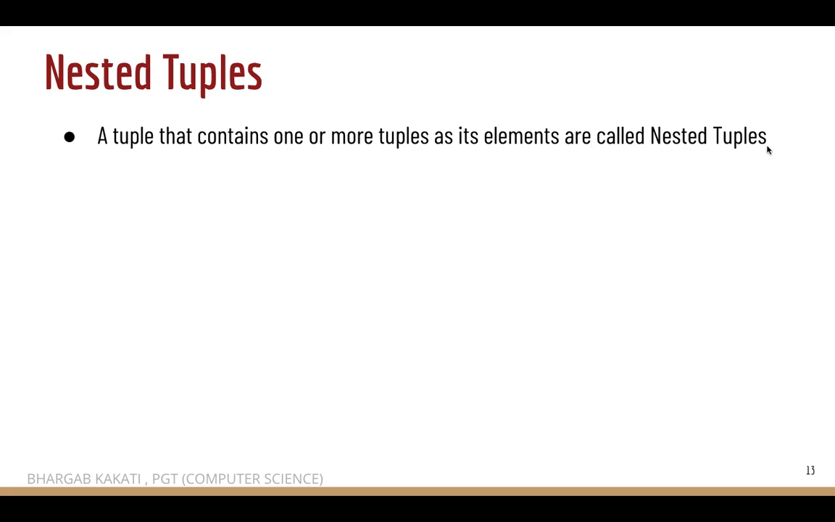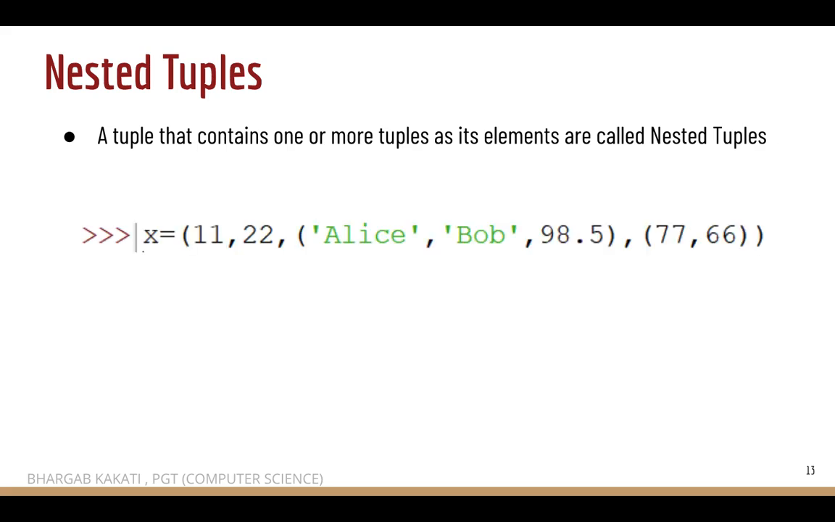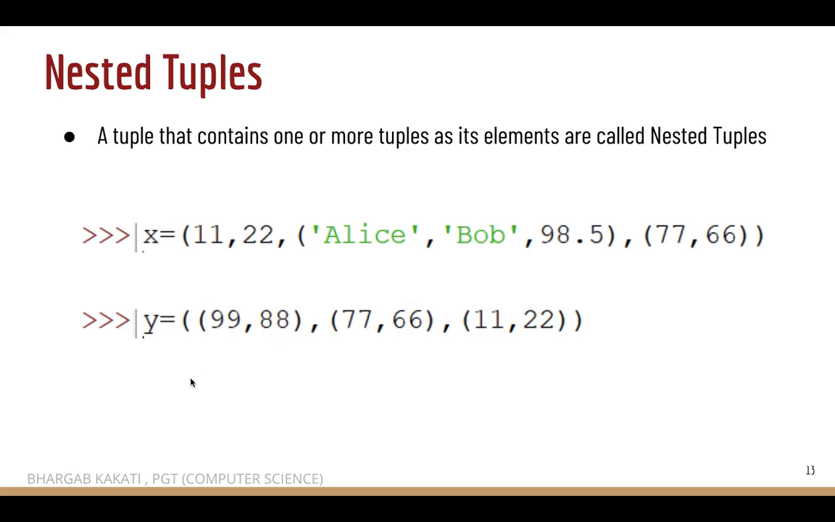Generally, the elements of a tuple are what? It may be integer, float, strings. But if the elements of a tuple are tuples themselves, then they are known as nested tuples. So let's say this is a tuple x, and within this tuple x, we are having other tuples. Okay, so this is known as nested tuples. So this is another example of nested tuples.